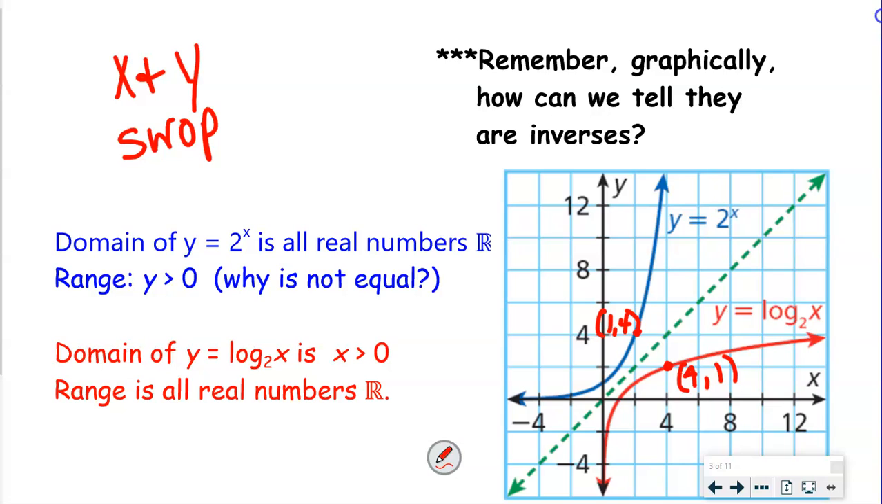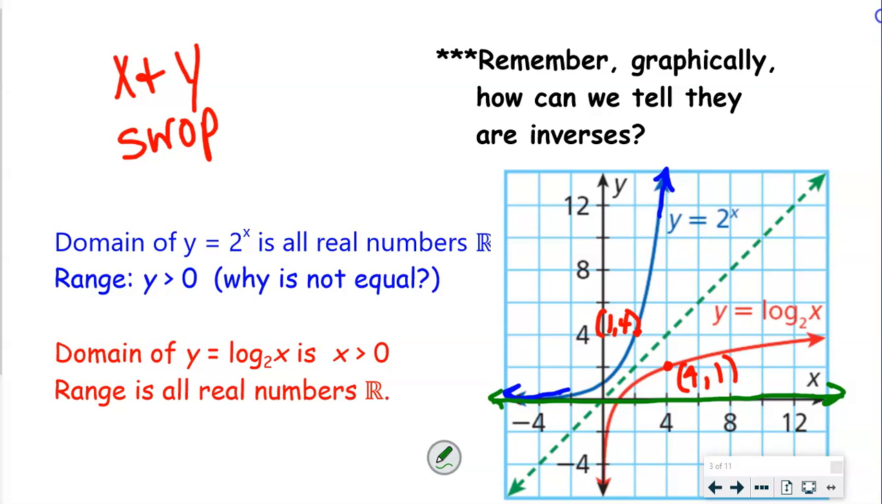So the domain of y is equal to 2 to the x power is all real numbers, right? Because notice here that the graph is continuing on to the right and to the left. And then the range, y is greater than 0. So why is it not equal to? Well, the reason is that this line right here is the asymptote of the equation y is equal to 2 to the x power, okay?